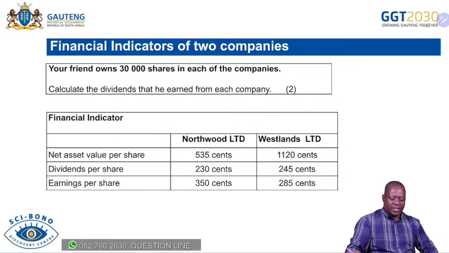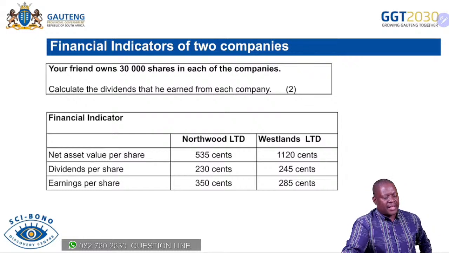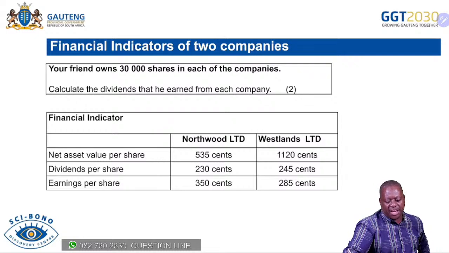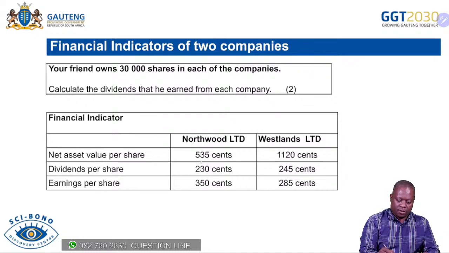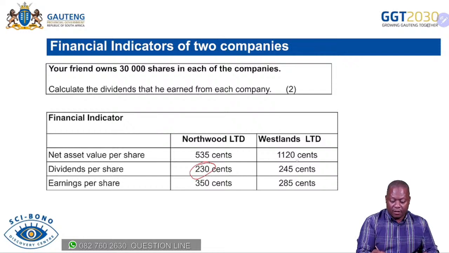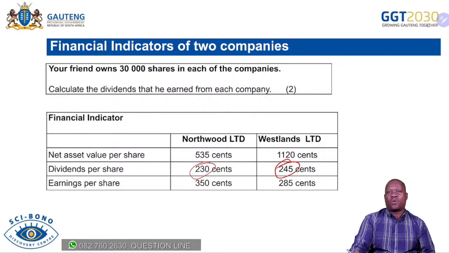Now, let's look into these other indicators. They're saying here, your friend owns 30,000 shares in each company. Calculate the dividends that he earned from each company. Straightforward, simple. If someone owns 30,000 shares, we need to know how much is the dividend per share. For Northwood, R2.30. For Westland, R2.45.